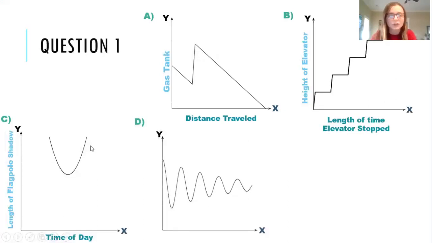And now we have graph D, bouncy ball height and the time that ball bounces. So for D, I drew a graph to correlate with the function of the height of a bouncy ball dropped from a table. You can see that the arches get shorter as the ball keeps bouncing after it is being dropped from the table. Now let's go to question 2.